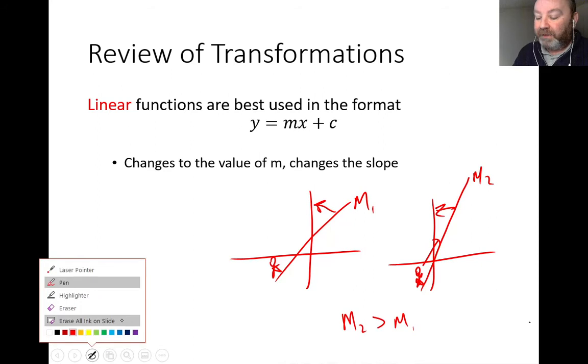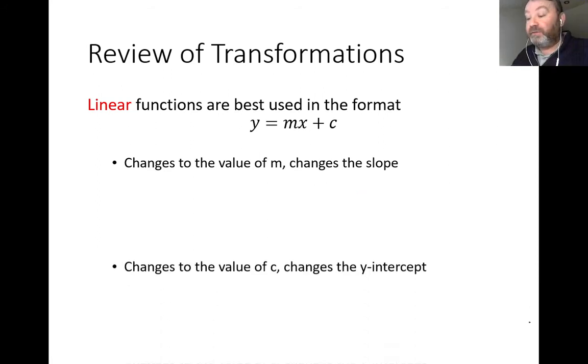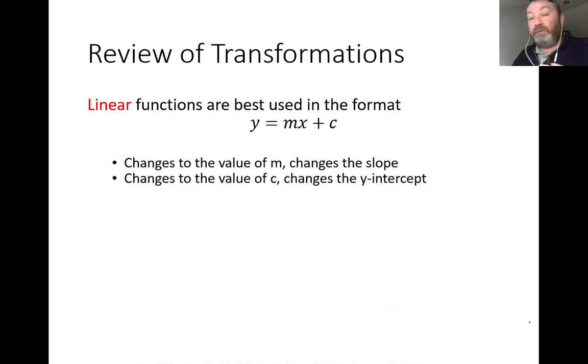Now what other value can I change? Well, the other value I can change is the value of c. And what the c value change does is it simply moves that line vertically up and down the y-axis. It changes the point at which the line goes through the y-axis.